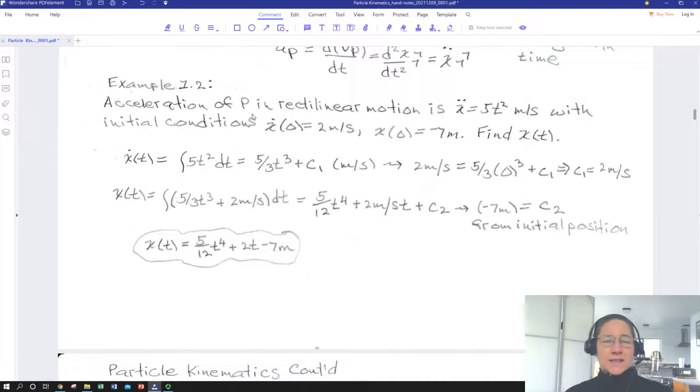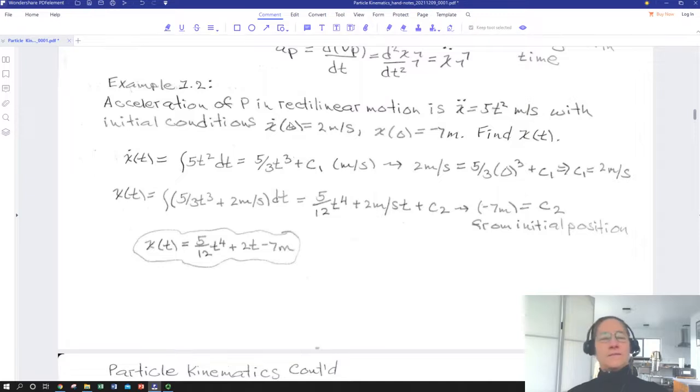So let's do an example of that. We're going to look at acceleration of point P in rectilinear motion. Somebody's measured that for us and given it to us. So x double dot, d squared x dt squared, the second time derivative of position, which happens to be our x coordinate, is 5t squared.